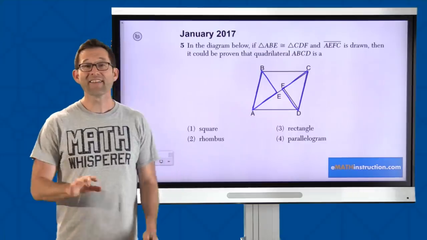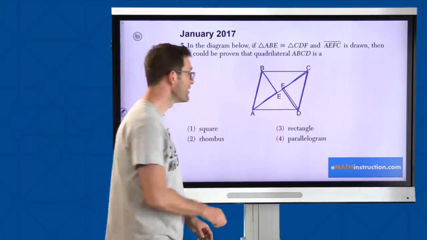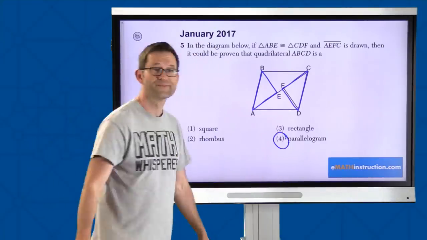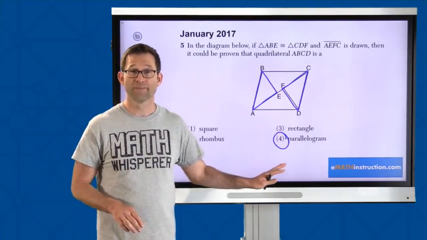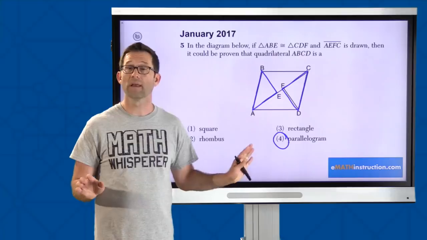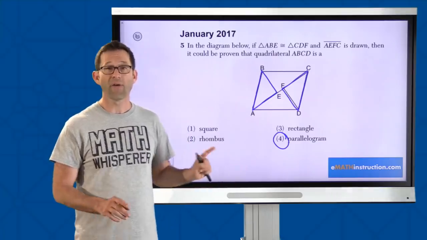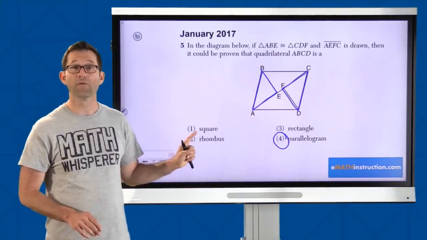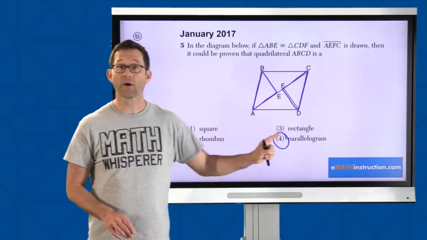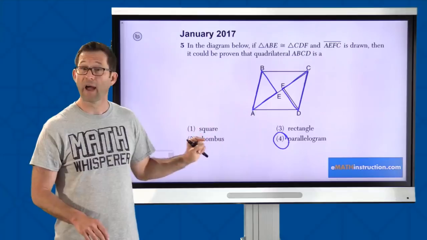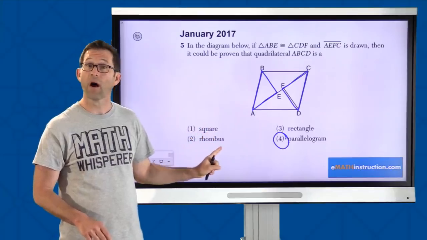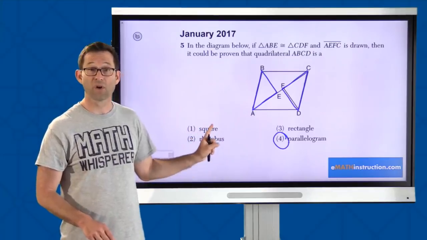All right, I like this question because I immediately know this is the answer. And let me explain why I immediately know that's the answer. Just by using logic, and here's what I mean. If I had enough information to prove that this thing was a square, I could also prove that it's a rectangle, because all squares are rectangles. If I had enough information to prove it's a square, I could also prove it's a rhombus, because all squares are rhombuses.